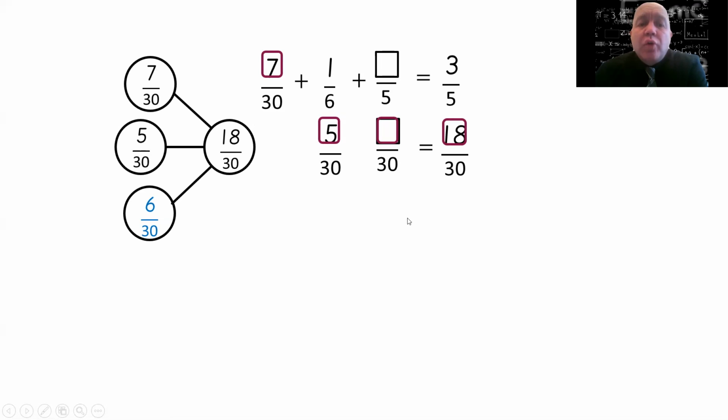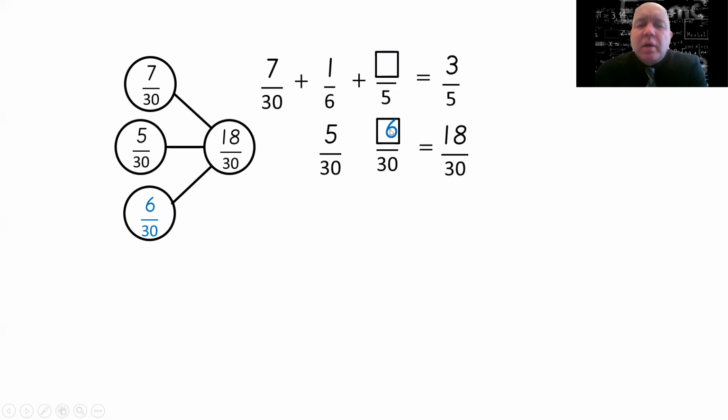Okay, so 6 over 30. We'll put our 6 in there. We'll put our 6 in our answer. Yes? No. Because remember, we've created an equivalent here. We multiplied by 6 to create this 30. So that isn't the correct answer.